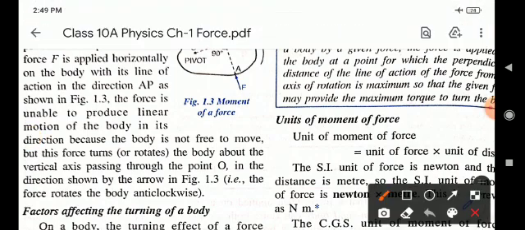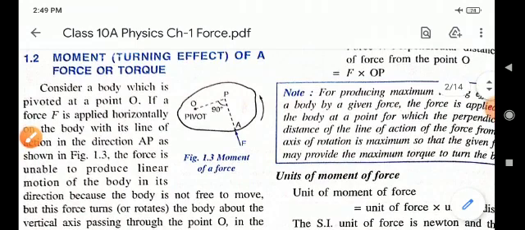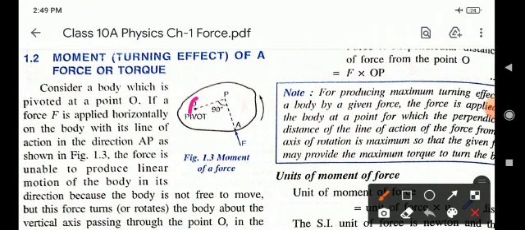Children, here O is the pivot point and P is the center point, and F represents the direction of force for moving the body in this direction, that is the anti-clockwise direction.